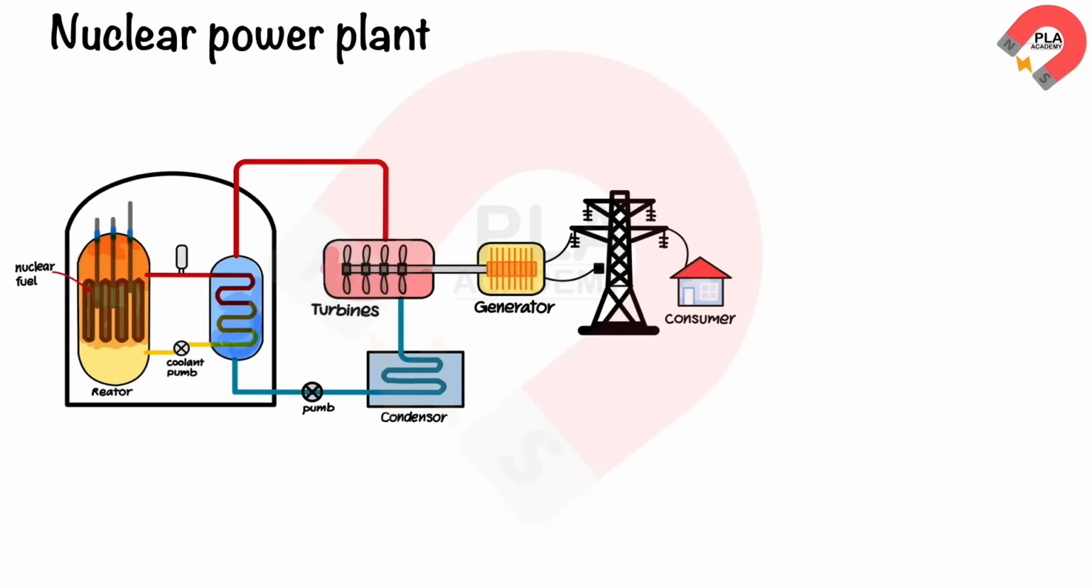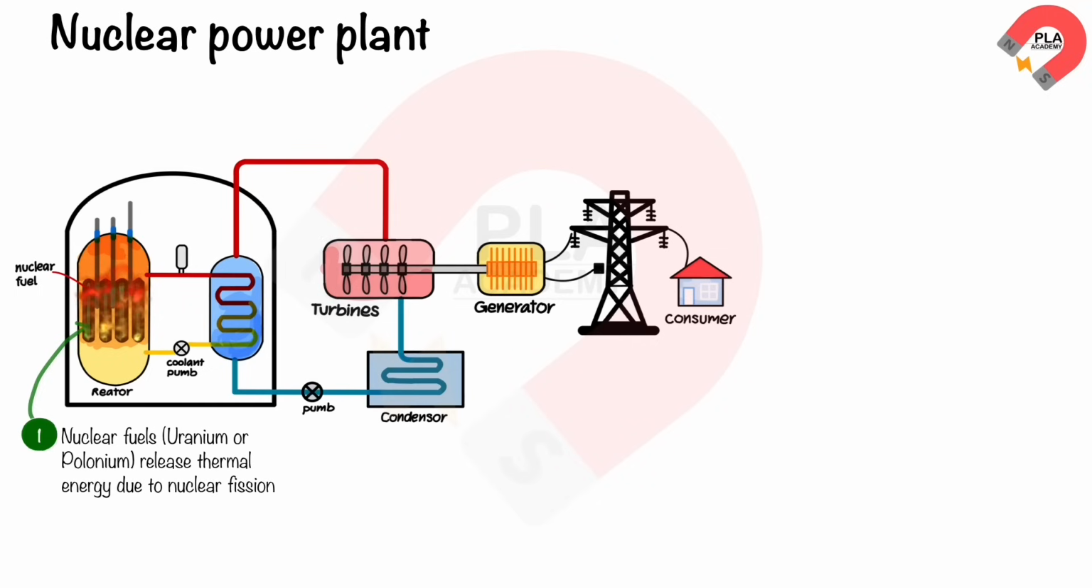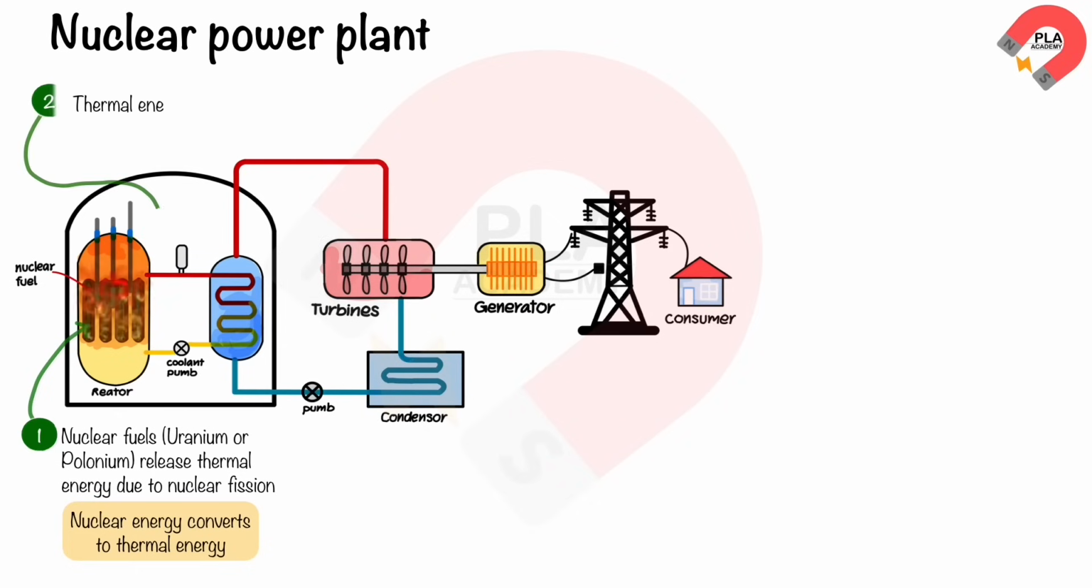Nuclear power plant. The nuclear fuels such as uranium or plutonium in the nuclear reactor will release thermal energy due to nuclear fission. This converts nuclear energy to thermal energy. This thermal energy is used to boil the water, producing steam. So the thermal energy is stored in the steam.